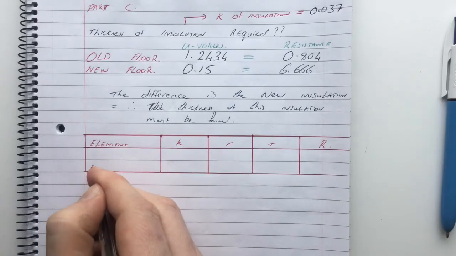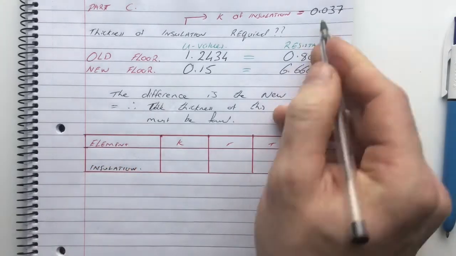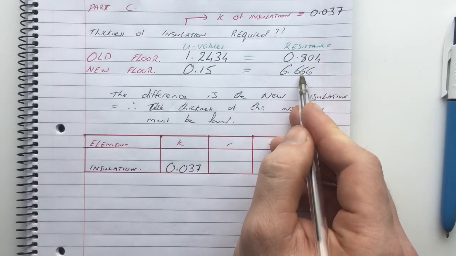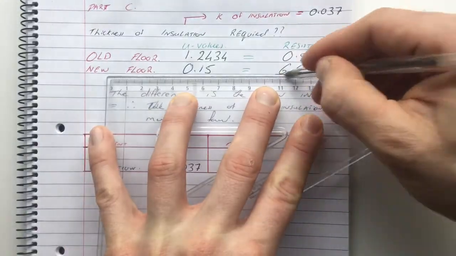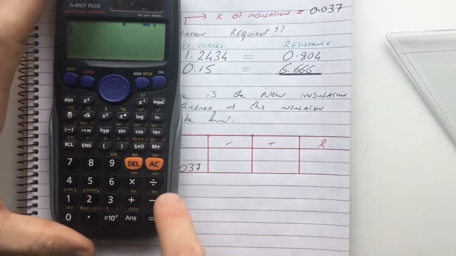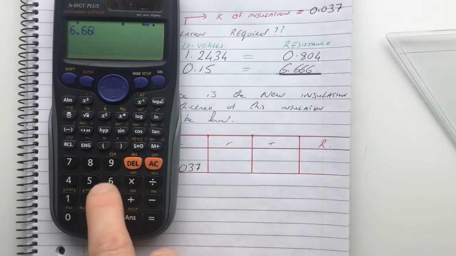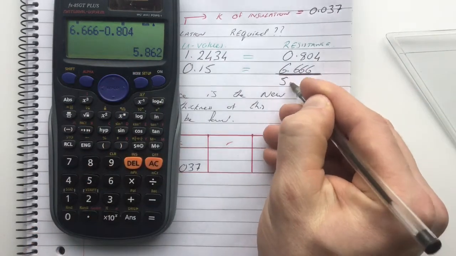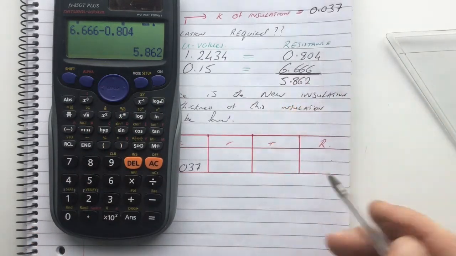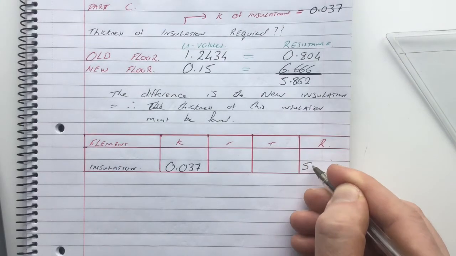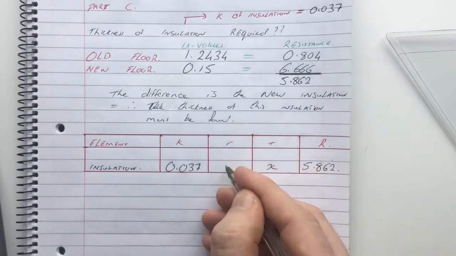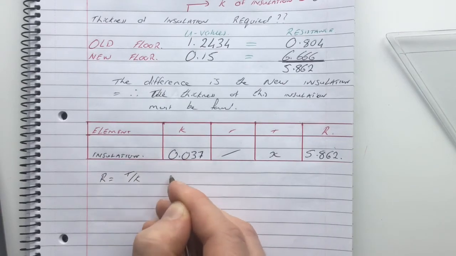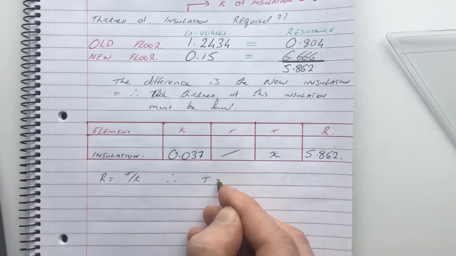I set about drawing a quick table because this will make it very clear what the thickness of the insulation is. I start inputting in all the data that I know. I know that the conductivity of the insulation is 0.037 because it's given in the question. I also should know the resistance of the insulation because I subtracted the resistance of the old floor from the new floor. That is given as 5.862. I don't know what X is, and r in this case, which is resistivity, is redundant. We don't need it in the question.